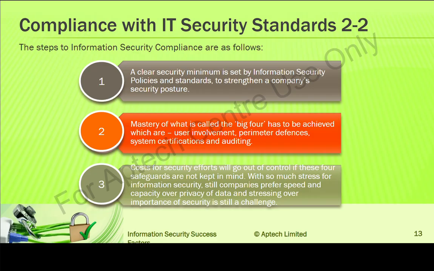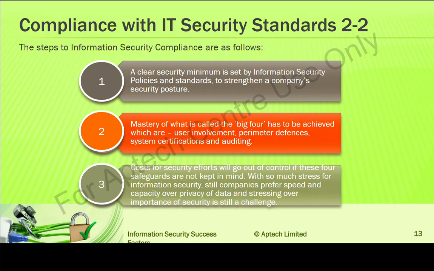And number three, costs for security effort will go out of control if these four safeguards are not kept in mind. These four angles we just mentioned, the big four, which are the user, perimeter defenses, system certification, and auditing. If all these requirements are not met, the security effort and the cost, everything, we lose focus and we will be out of control. And so hackers can take advantage of this.